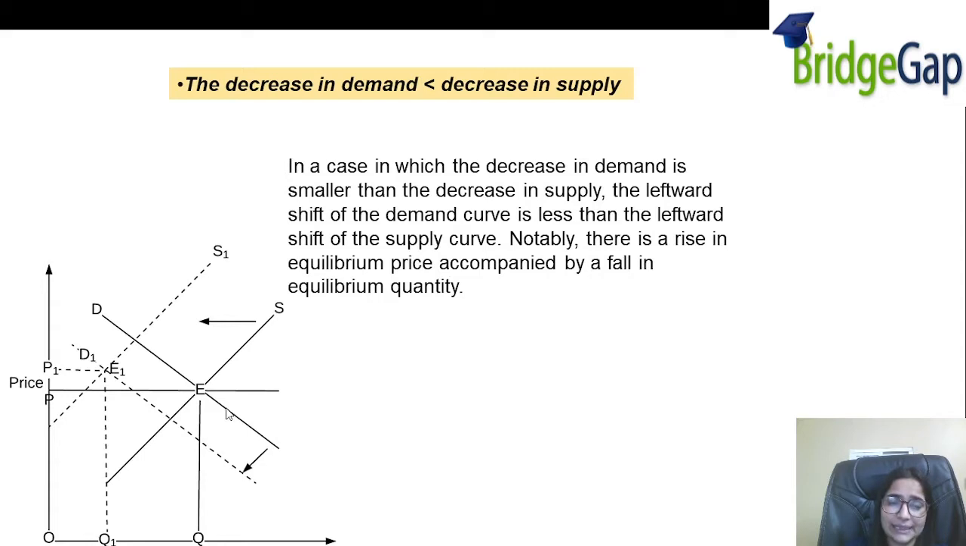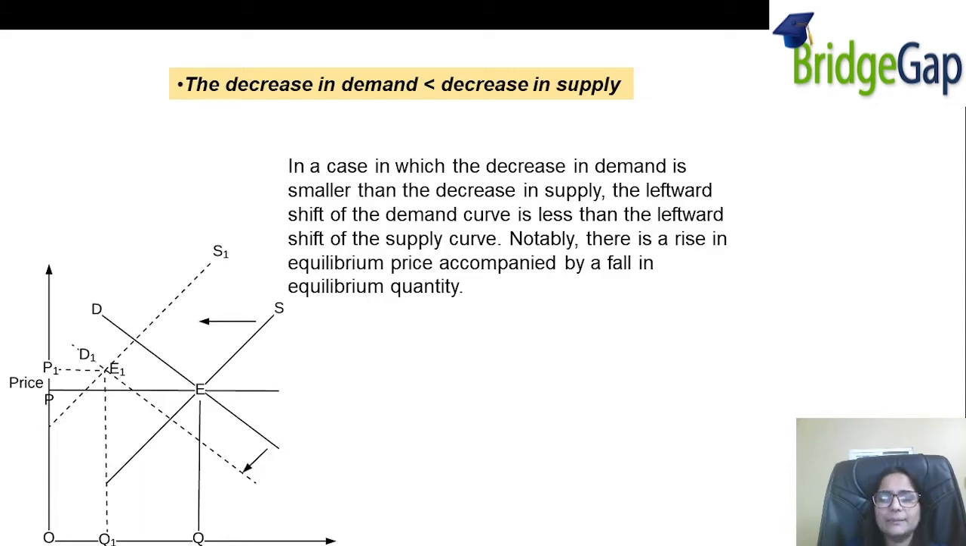There is a lesser decline in the demand. So the decline in the supply is greater than the decrease in the demand. So what will be the impact of it on the new equilibrium? Of course, again, it is a case of excess demand, because when there is a decrease in demand, but there is a greater decrease in the supply. So this is a situation of excess demand.